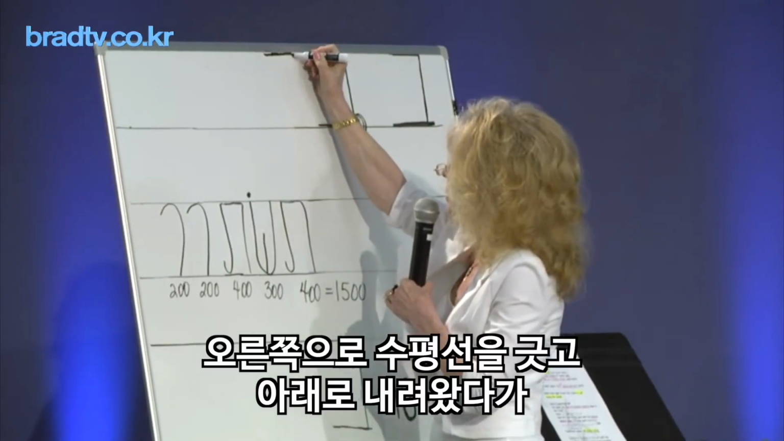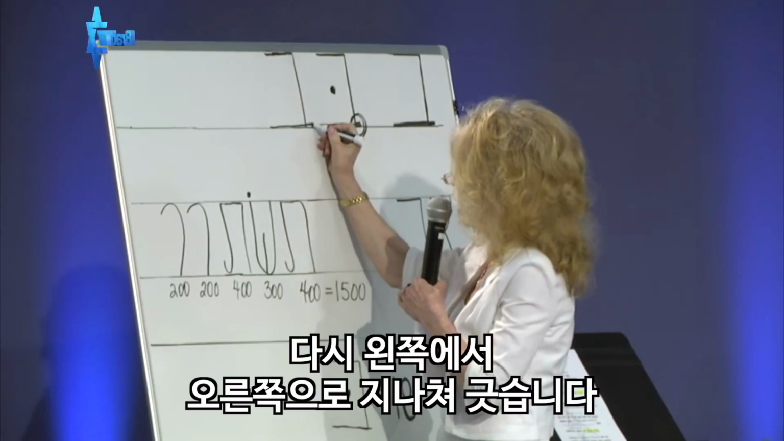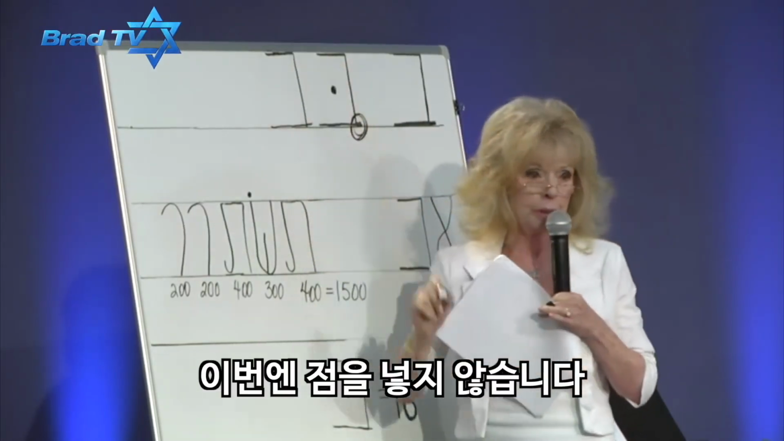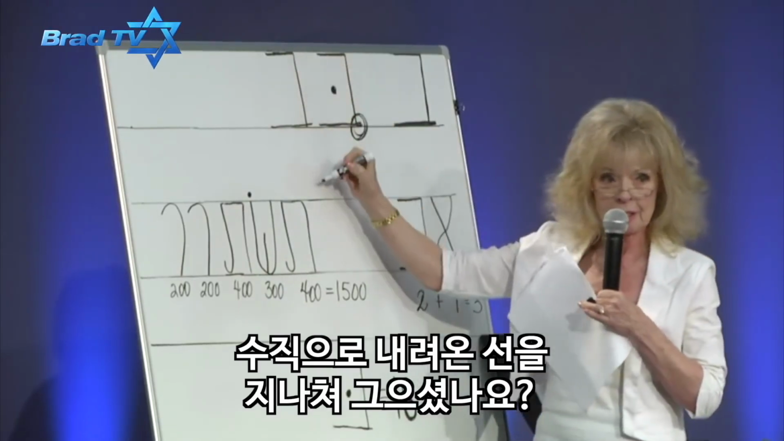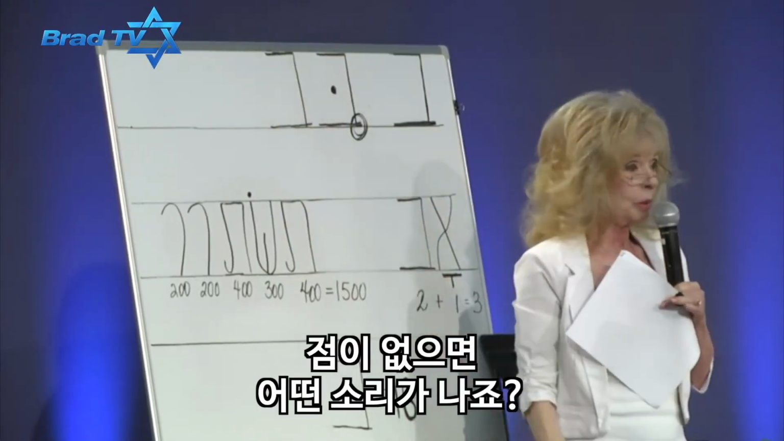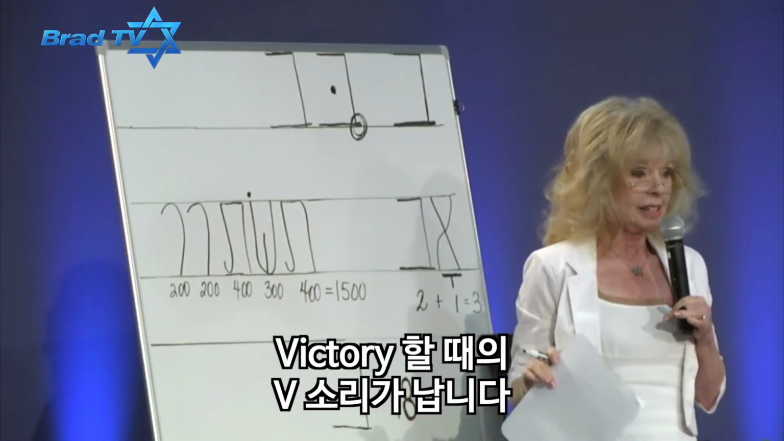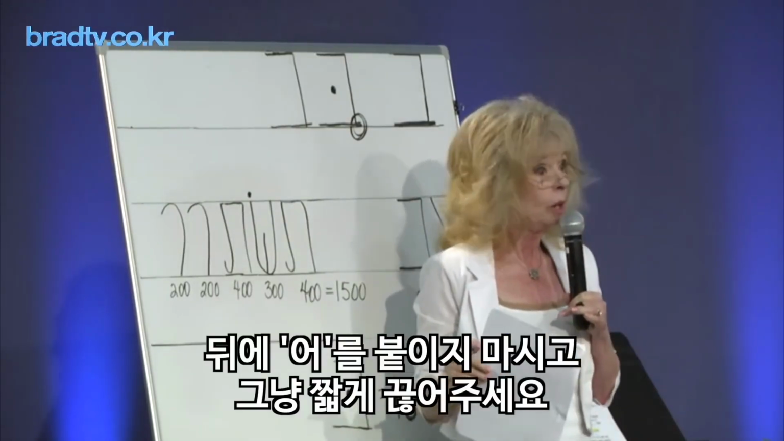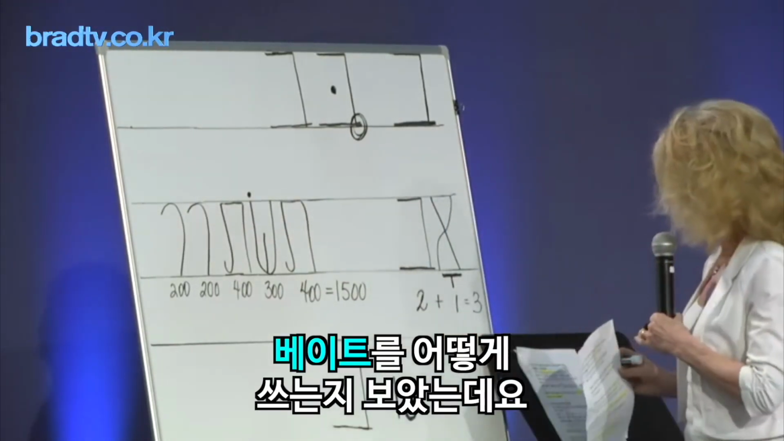You do your horizontal line, come down, straight down, lift up your pencil, come across. And this time we're not going to put the dot. Did you go past the line that comes down vertically? Very important to do that. Okay, without the dot, what's it going to say? V. It's going to make that V as in victory, okay? But no, just V. Okay, good. So that's how we make that letter.